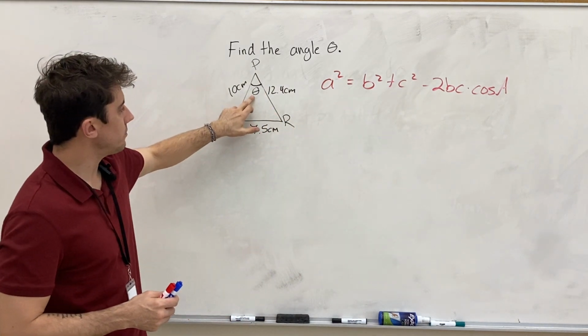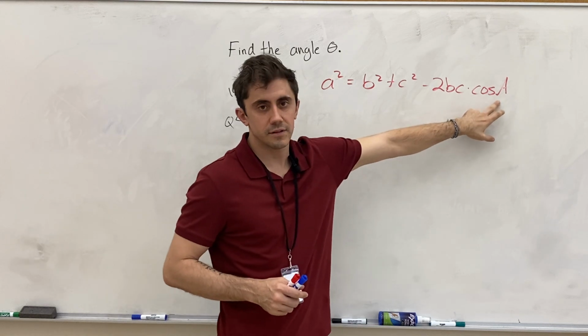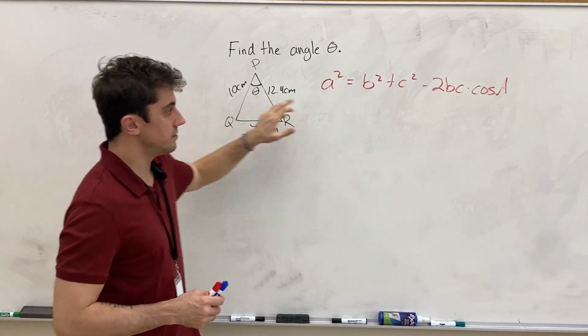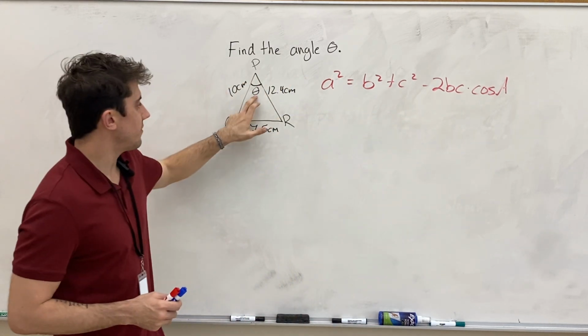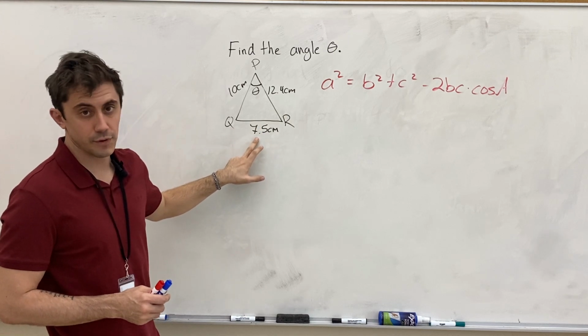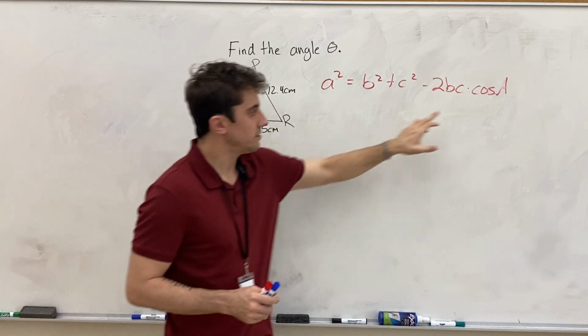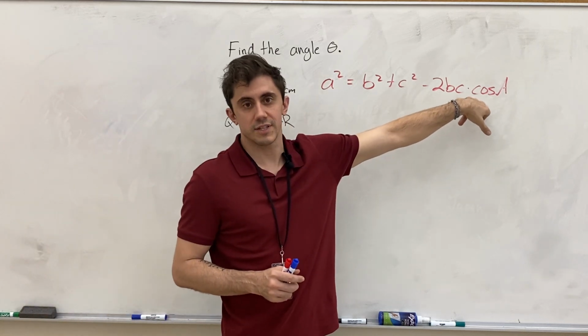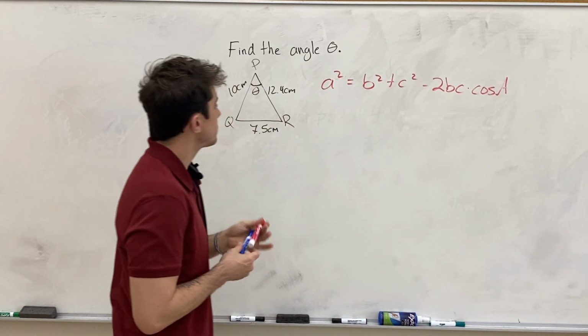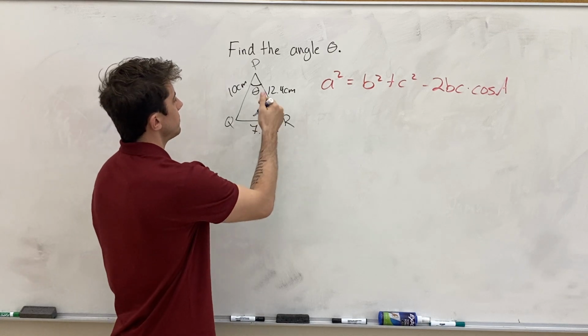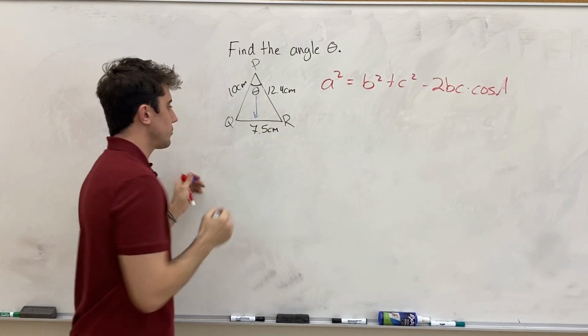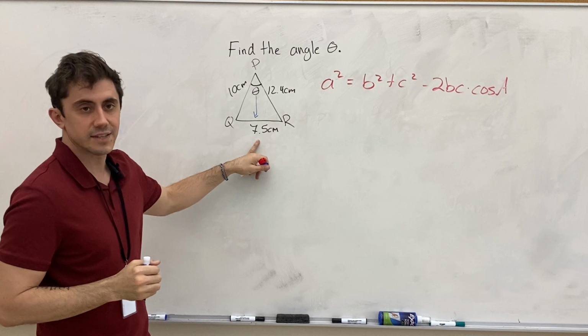So the angle that we want to work with, we're going to call it theta in this example. We need to have the opposite side length, i.e. 7.5, to be by itself on the left-hand side, right? And now we're going to solve for theta. That will be bunched into the cosine term here, right? So let's write that out. So again, opposite from the angle we're looking for is side length 7.5.